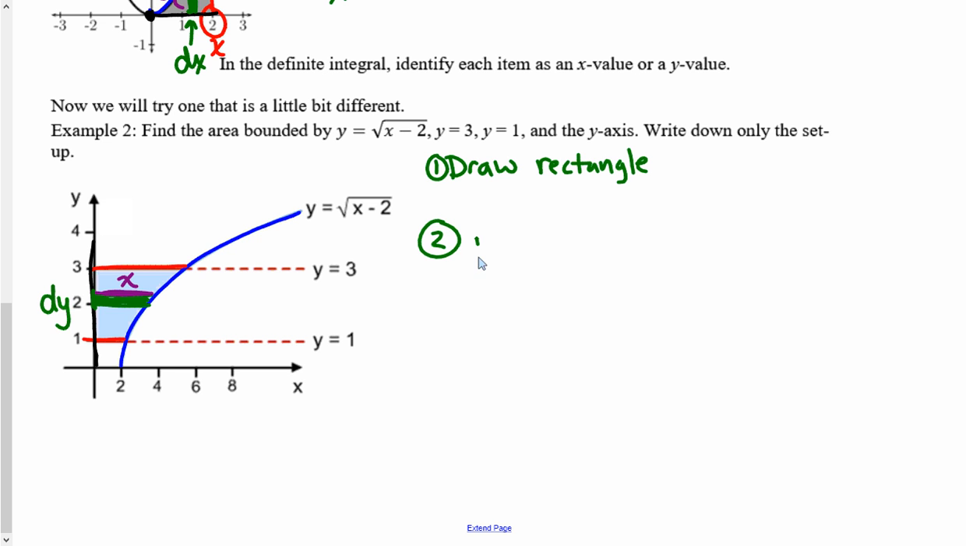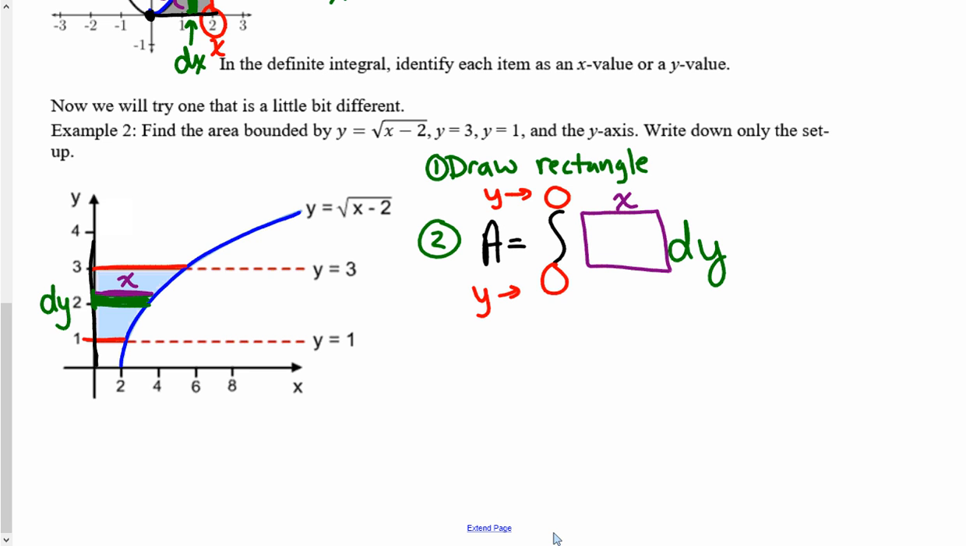Second thing I need to do is my area is going to be a definite integral, and I know what I have as the width of my rectangle is dy. So once I know that that is going to be dy, I know that this thing is going to be an x. And I know that here and here, these things have to be y values. So my lower y value, the one that's bottom, is 1. My upper y value at the top is going to be 3. So this is what my area is going to look like.